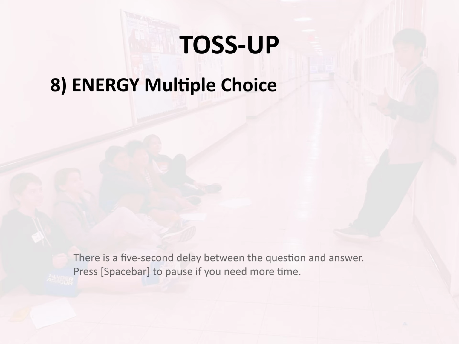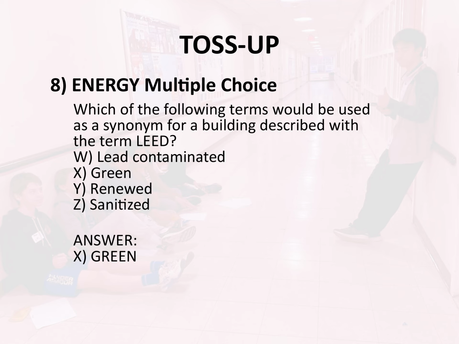Toss-up 8. Energy. Multiple choice. Which of the following terms would be used as a synonym for a building described with the term LEED? W. Lead contaminated. X. Green. Y. Renewed. Z. Sanitized. Answer. X. Green.